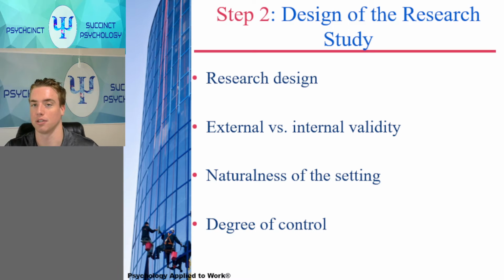So external includes outside sources, other studies, other research. Internal is just focused on the accuracy and validity of the findings in that one study. Next, we have the naturalness of the setting. Naturalness refers to not wanting to destroy or distort the phenomenon under study.